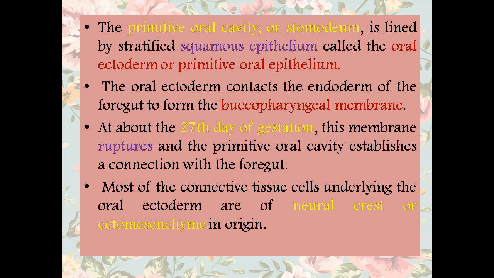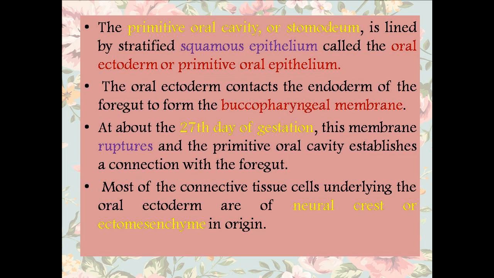It starts with the primitive oral cavity, also known as stomodeum, which is lined by stratified squamous epithelium called oral ectoderm or primitive oral epithelium. The oral ectoderm contacts the endoderm of the foregut to form a membrane which is called the buccopharyngeal membrane. So what is the buccopharyngeal membrane? It's a membrane formed by the oral ectoderm contacting the endoderm of the foregut.